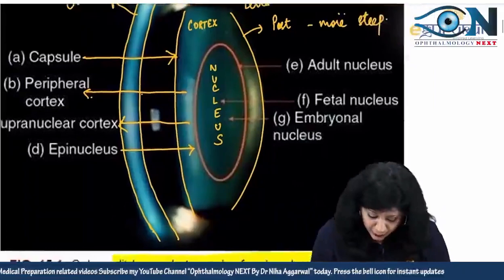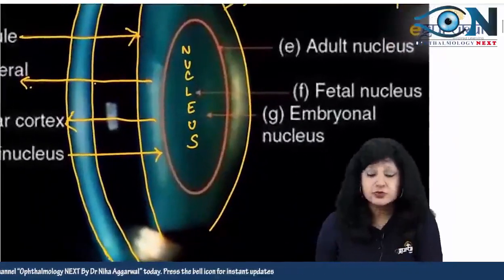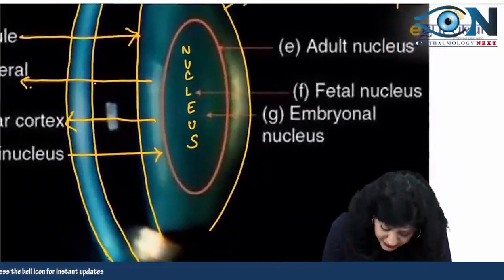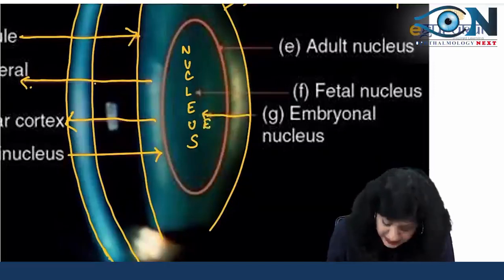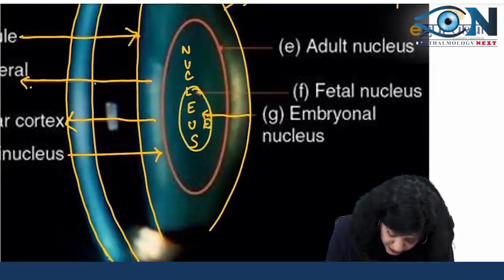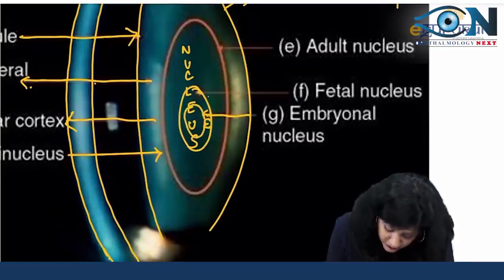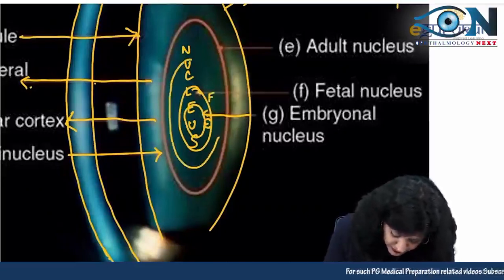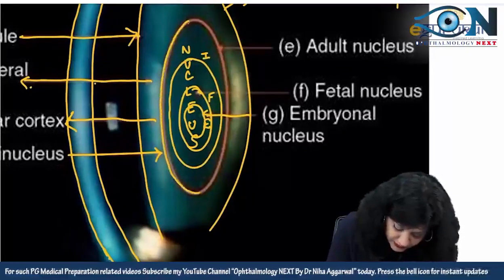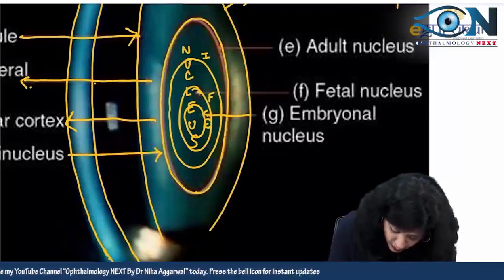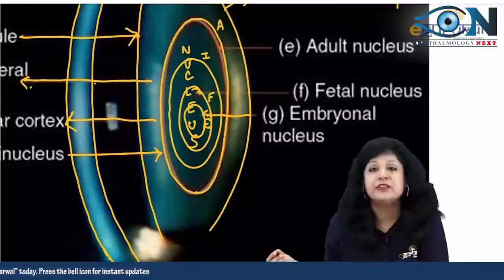Okay, now if you look at the layers here, we have different concentric layers. If you talk about the innermost area, this area will be your E, that is the embryonic nucleus. Then above this, if you go with this area, this will be your fetal nucleus. Then you have one more here. This is your infantile nucleus. And then finally you have the largest one, something like this. This will be your adult nucleus. So you have different layers.